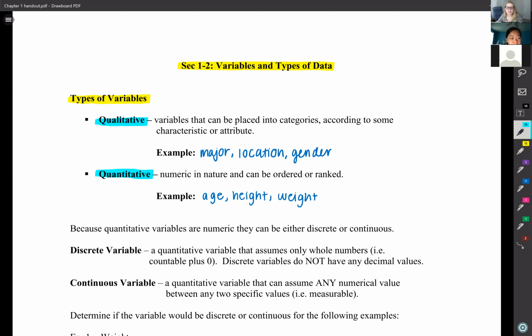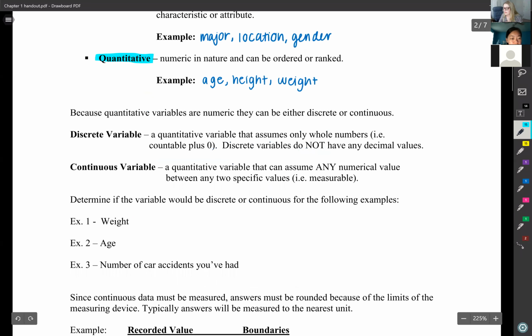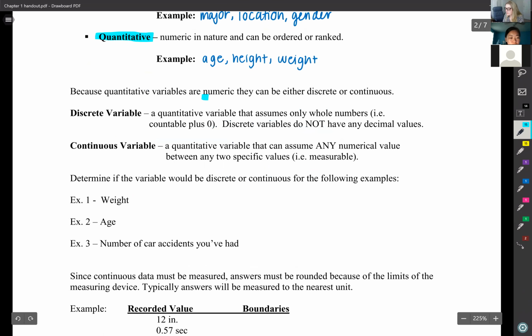Okay, like it says, because quantitative variables are numeric, we can break them into two further categories.